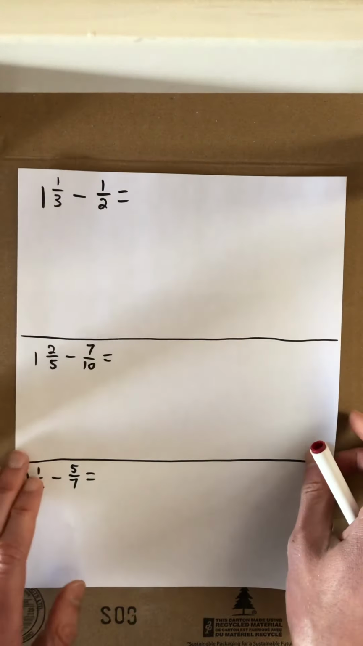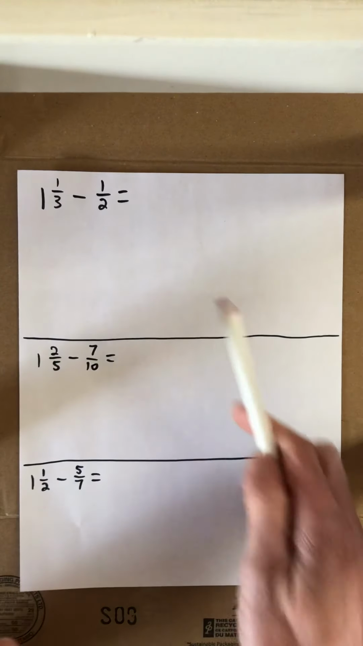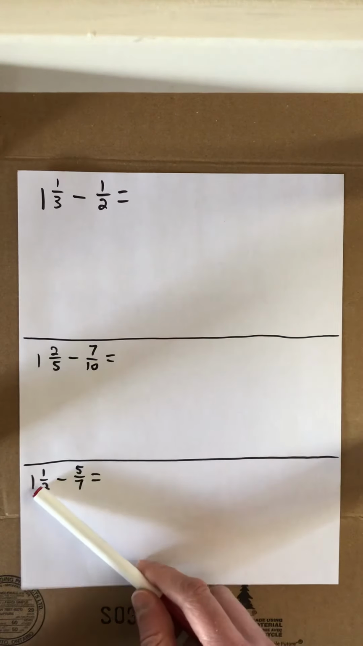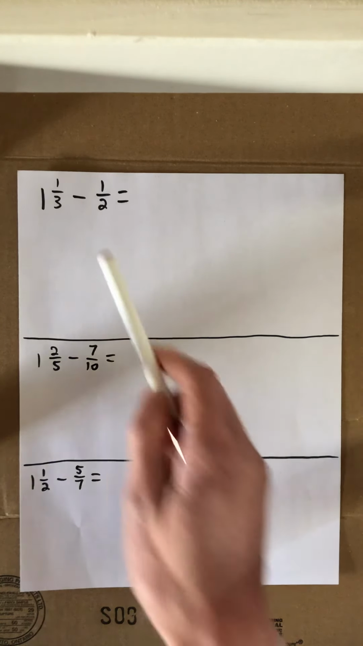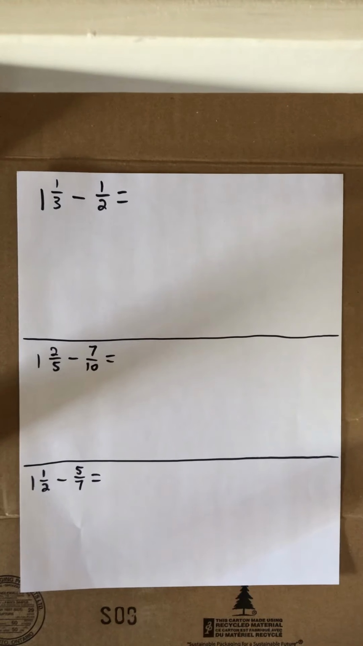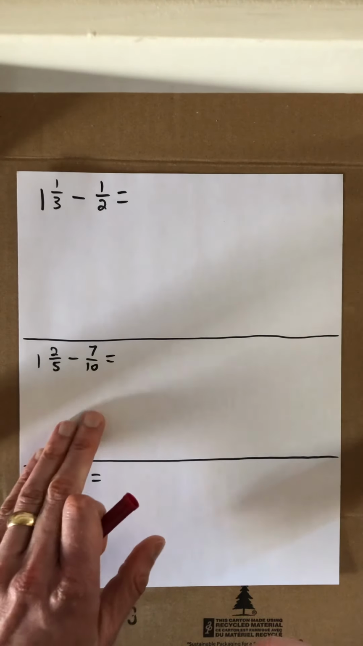On the page now, I've got some fractions, and each of them is starting with a mixed number, and then we're subtracting something from it. So just like any other time that we're adding and subtracting fractions, before I do anything else to them, I have to make sure that they have a common denominator, that they have the same bottom number.